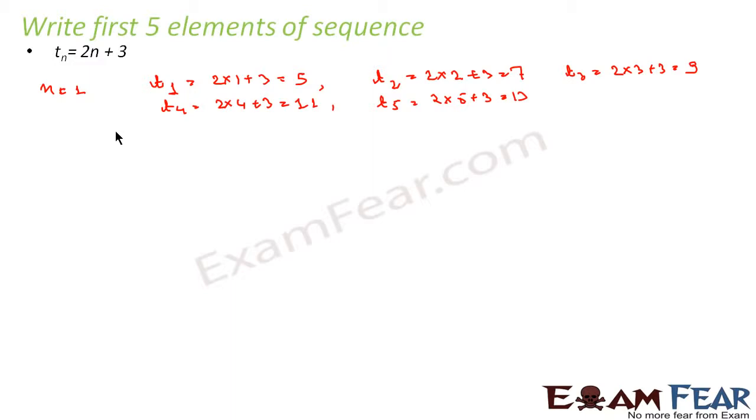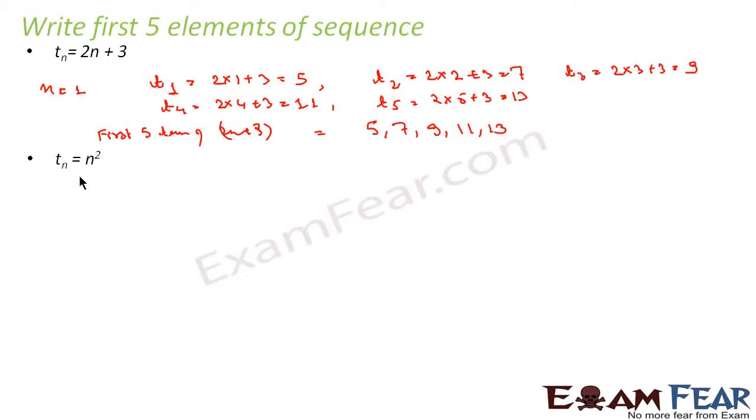Thus we can say that the first 5 terms of the nth term 2n plus 3 are 5, 7, 9, 11 and 13. Similarly, let's take one more example.